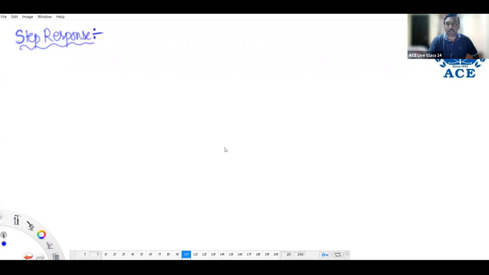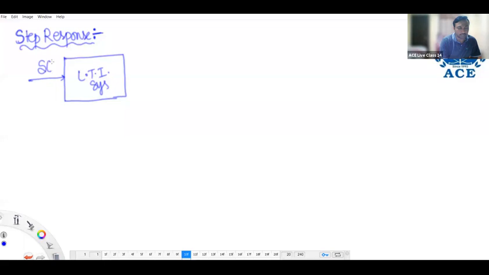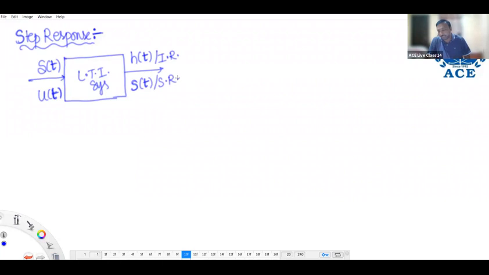Step response of an LTI system. The next concept is step response. What is the meaning of this word, step response? Listen first, sir, everyone. For an LTI system, by applying impulse as input, we get output as impulse response. When you apply the step function as input, the output is the step response, denoted as s of t. Impulse input, impulse response output, sir. Step is the input means step response is the output.